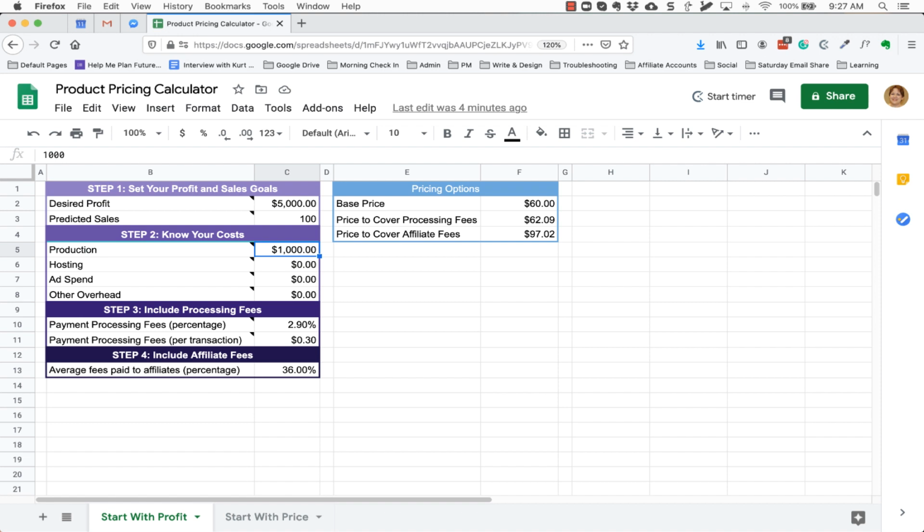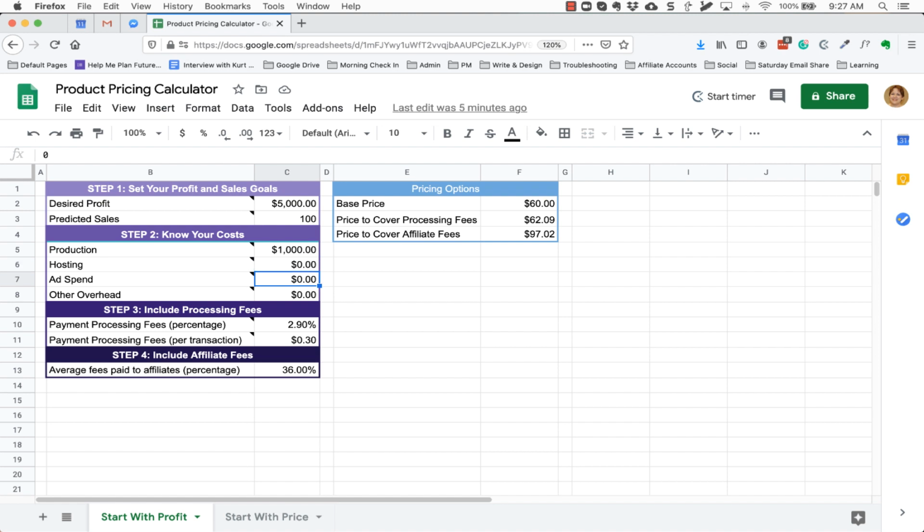These are the costs that are directly related to selling your product. So production costs might mean if you've hired a writer or if you've hired a designer or if you had to hire somebody to edit your video, those would all be production costs. Hosting cost is going to be things like your membership site hosting, if you're hosting on Teachable or if you are hosting video on Vimeo, those costs will go in here. And I'm going to walk you through an actual example here in just a minute.